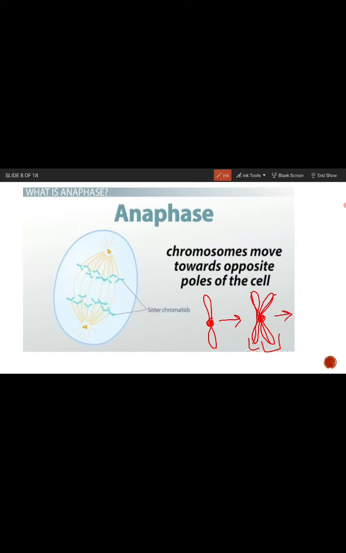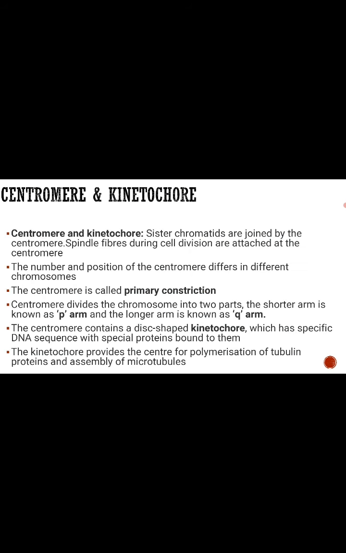Now at anaphase, during the cell division, what happens? One chromatid goes to this pole and another chromatid goes to the other. If this is a chromosome, one sister chromatid goes this way, another sister chromatid goes this way. You can see one sister chromatid is coming this way, and the other sister chromatids are going the other way. That is what happens during anaphase.